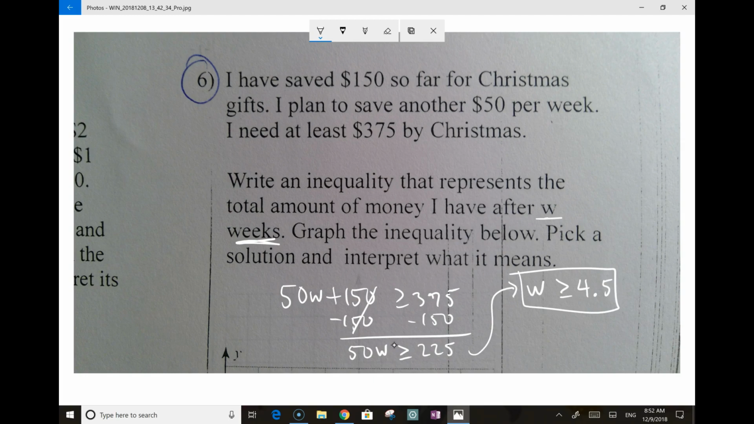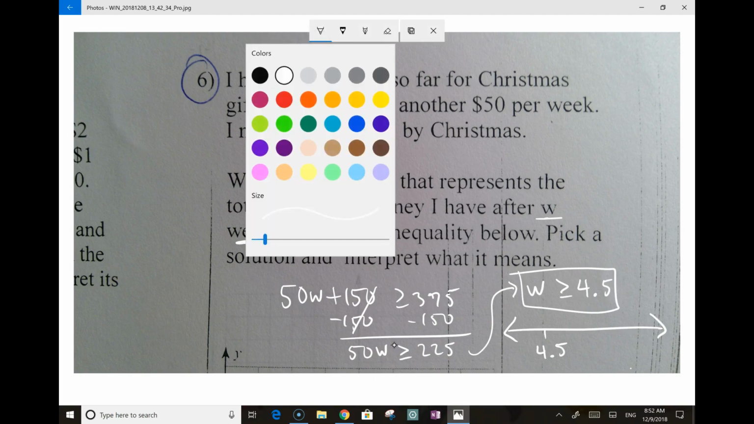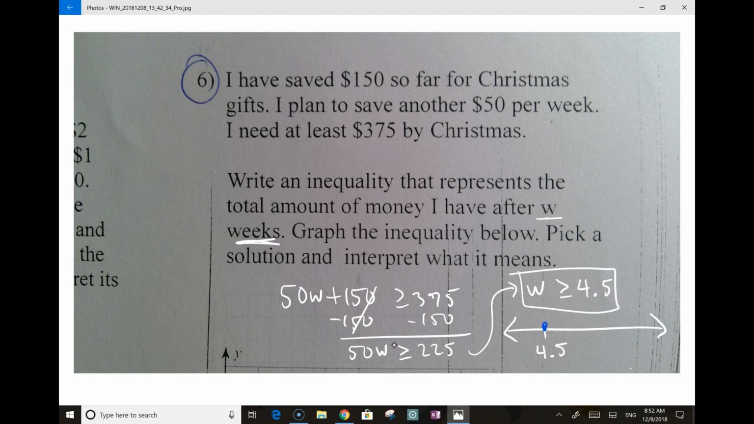So in order to graph this, we set up a number line, and you can drop 4.5 anywhere you like. This is going to be a closed point because we have equality built into the inequality, as you can see right there. And because time moves forward, this graph moves to the right. So any value that you choose from the right side of 4.5 would represent that amount of weeks that have gone by of you saving money. And hopefully you can buy all the Christmas gifts you want to buy.